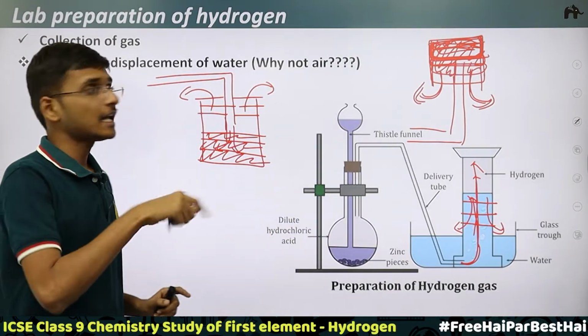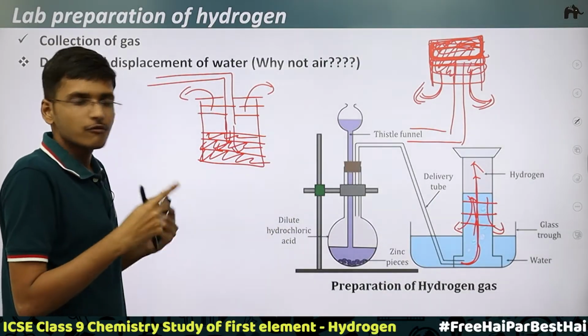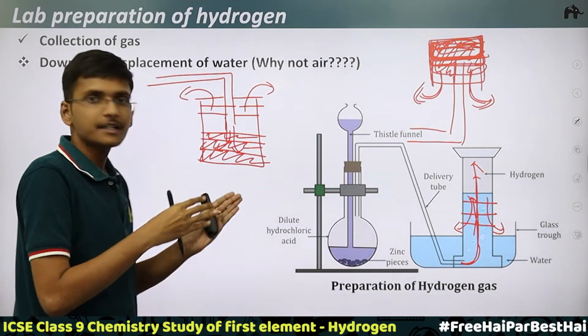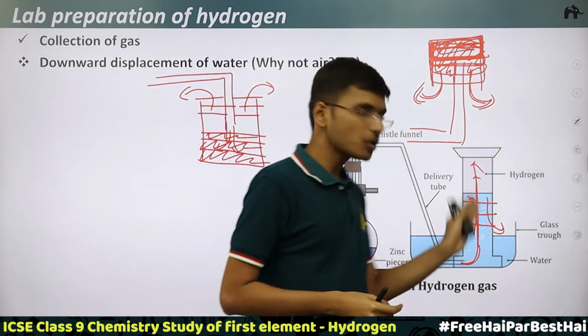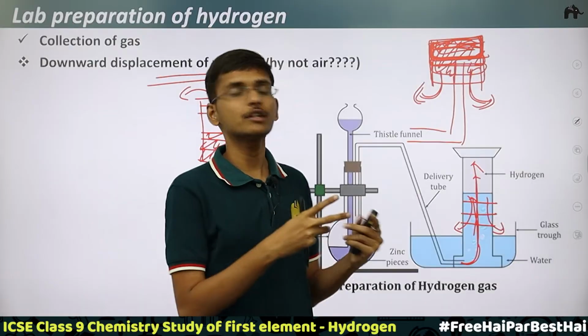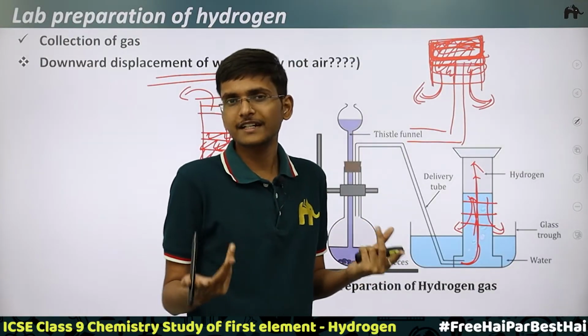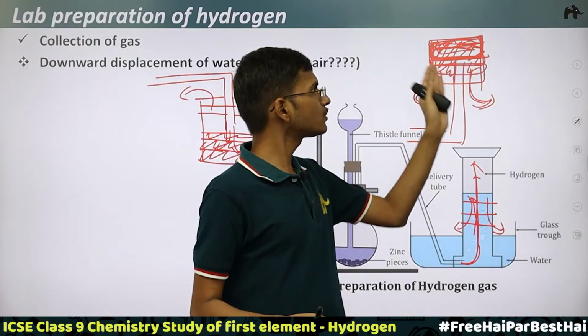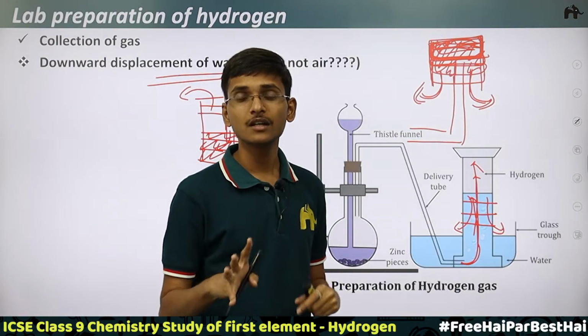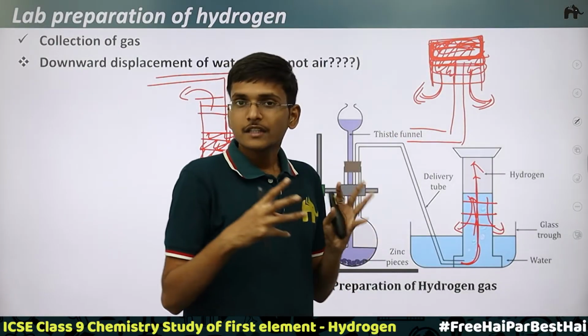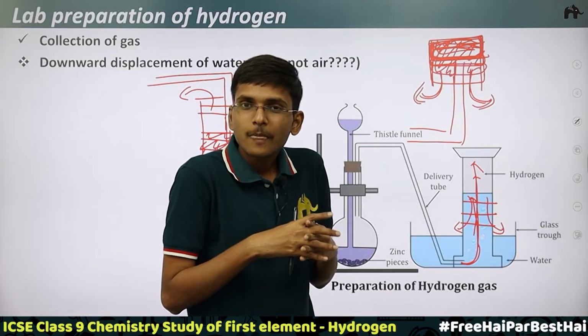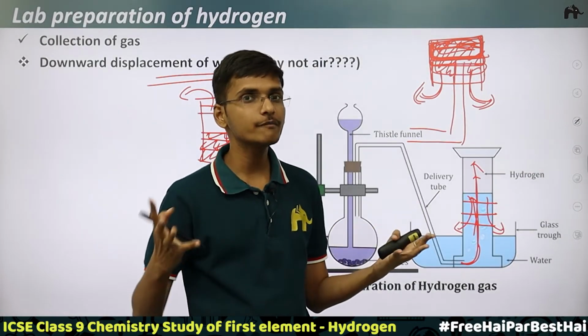Now why are we collecting the gas through the water? Why is downward displacement of water carried out? Why not downward displacement of air, since it is lighter than air, so air would get displaced out and we would collect hydrogen gas? But the problem here is that hydrogen, if it gets mixed with air, forms an explosive mixture.